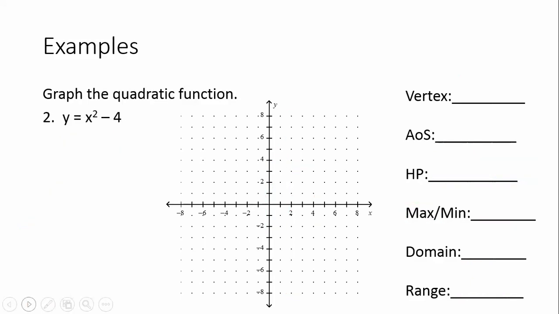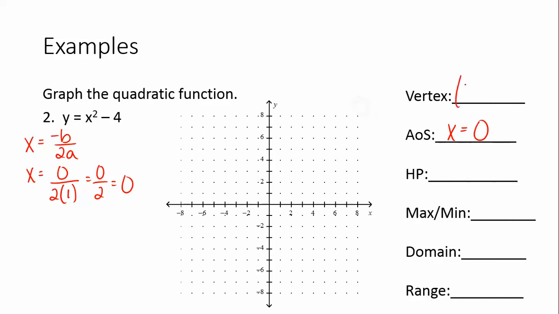Number 2, we have x squared minus 4. So again, the first thing we want to do is find the axis of symmetry. Remember, it's negative b over 2a. So that's going to be x equals, and we don't have an x term here, and that's okay. So b is 0 over 2 times 1, which is 0 over 2, or 0. So our axis of symmetry is x equals 0.